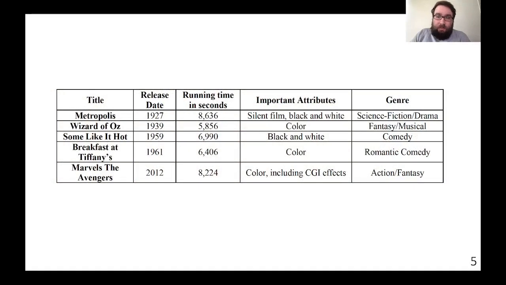The following table illustrates some of the metadata of these movies. Again, we wanted to use a variance of different types of movies. The reduction to 5 movies for this exploratory study was also necessary due to the fact that many of the methods we use are very resource intensive. Now, the running time in seconds that you can see here is an important attribute for our setting, as the next slide will show.